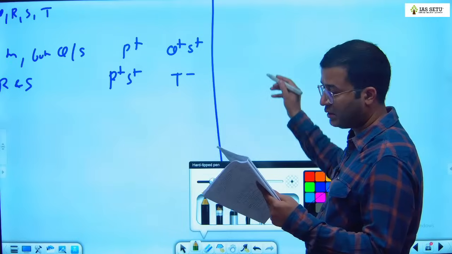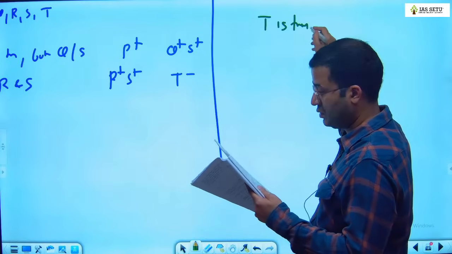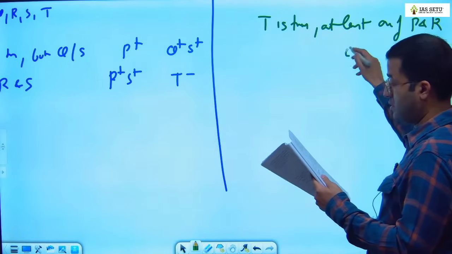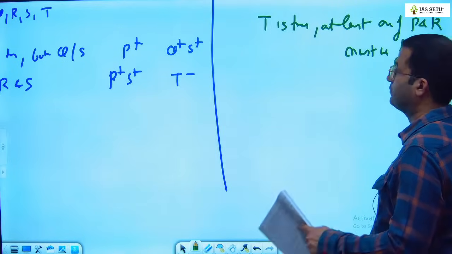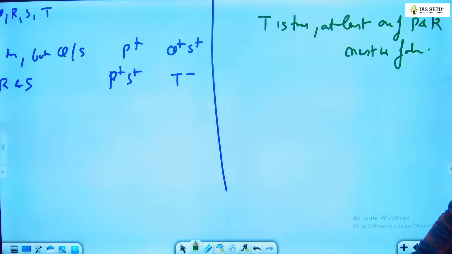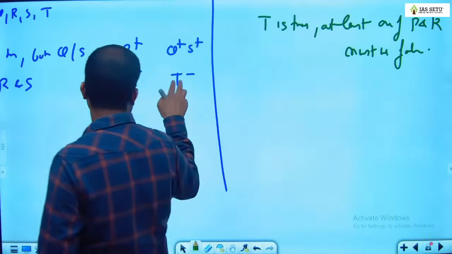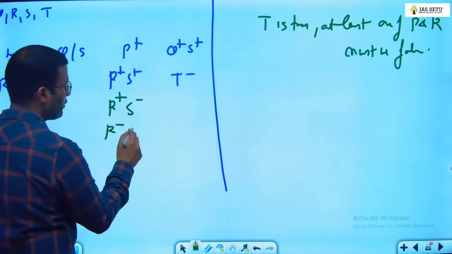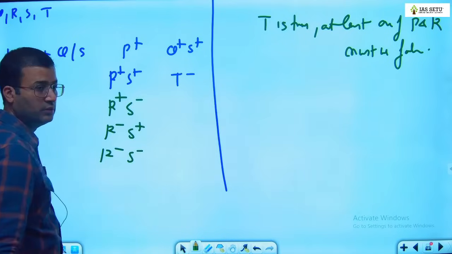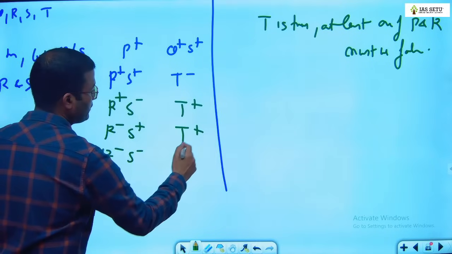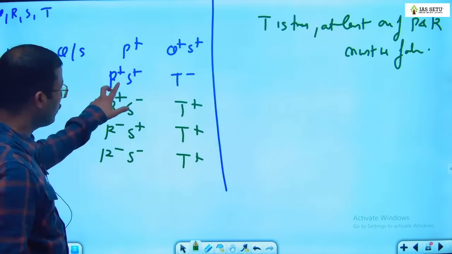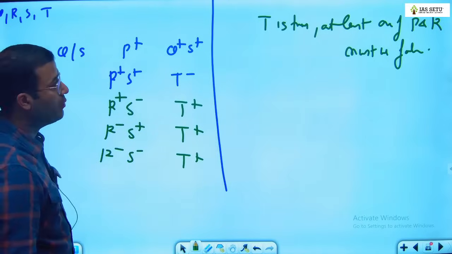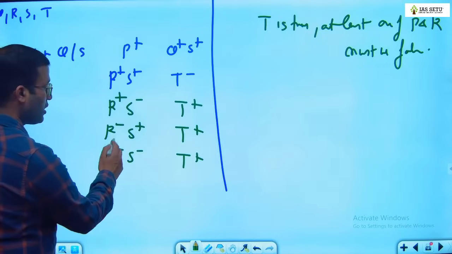What is statement number 1? If T is true, at least one of P and R must be false. Okay, now there will be 4 cases: when R true S true T false, maybe R true S false, maybe R false S true, maybe both are false, then T will be true. In all those cases T will be true; only when both are true is T false, otherwise T will be true. So if T is true, P and R must be false, here R must be false.